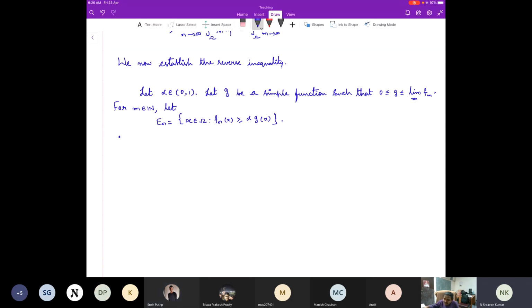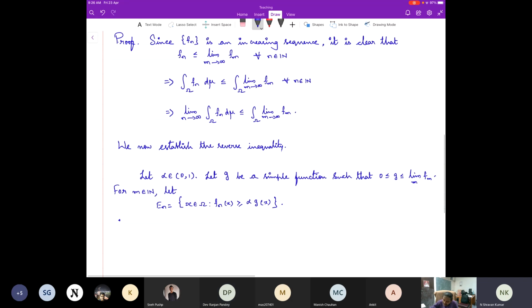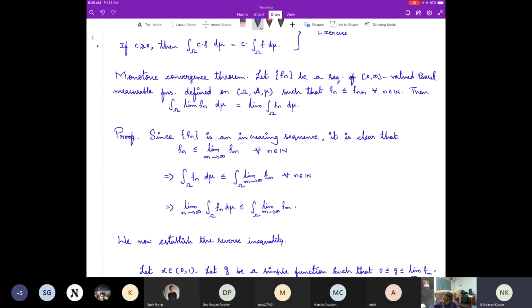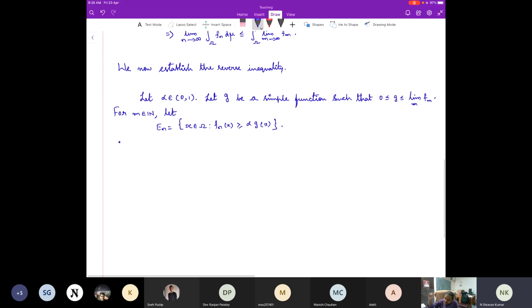Why is it increasing? Because for n plus 1, f_(n+1)(x) will be greater than f_n(x). Exactly. The f_n's are an increasing sequence, that's what the statement says, and that tells us that these E_n's are increasing. So the sets E_n are increasing.